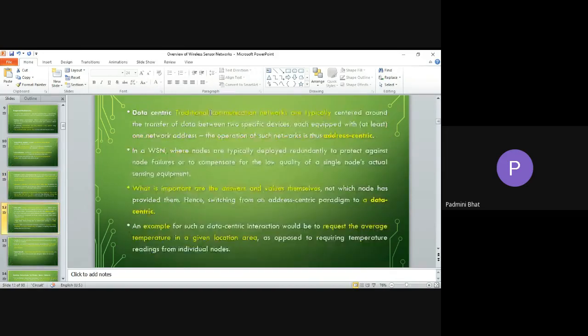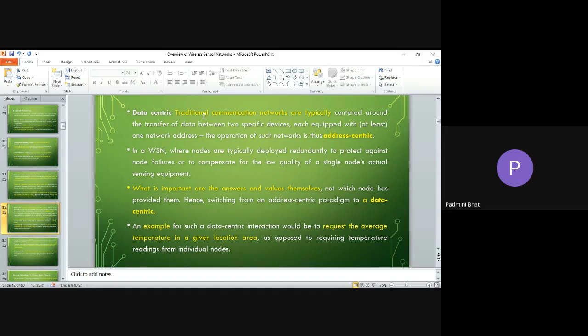Next, it should be data centric. Traditional communication networks are typically centered around the control system. In the traditional approach, you start your communication with the address. It is address centric. First you send the address, then you identify that it is an authorized node, then you start sending.